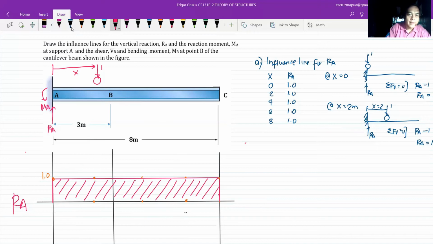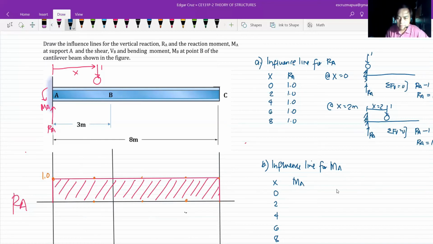Okay? Now, next is, let us draw the influence line for the moment reaction at A. So, MA. Okay? We will do the same: for any value of X, say X equals 0, 2, 4, 6, 8, let us solve for the corresponding moment at A. Moment at A is the reaction moment at the left support.